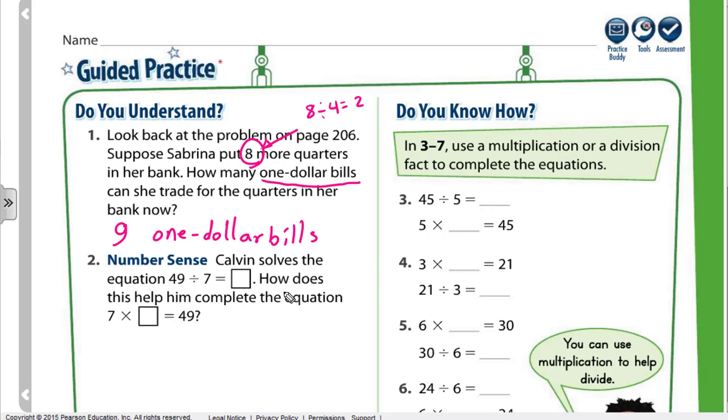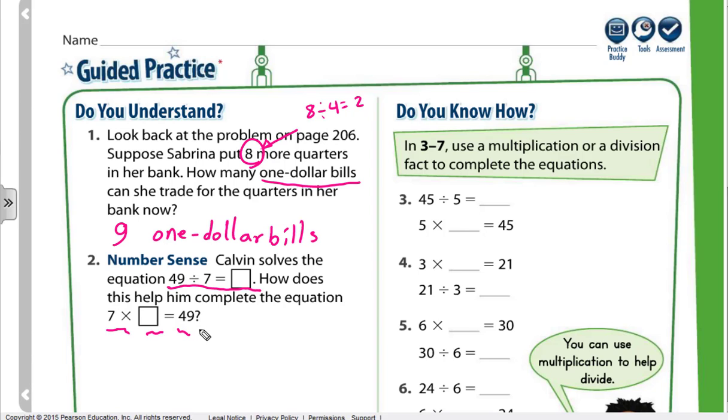Okay, in this question, it asks us to explain why, when we need to solve this equation, 49 divided by 7, we need to think of a number that if we multiply it by 7 gives 49. Okay, and of course you know that the numbers for the division and multiplication problems are the same in the same fact family. So quotients in the division should be the same as the missing factor in the multiplication.